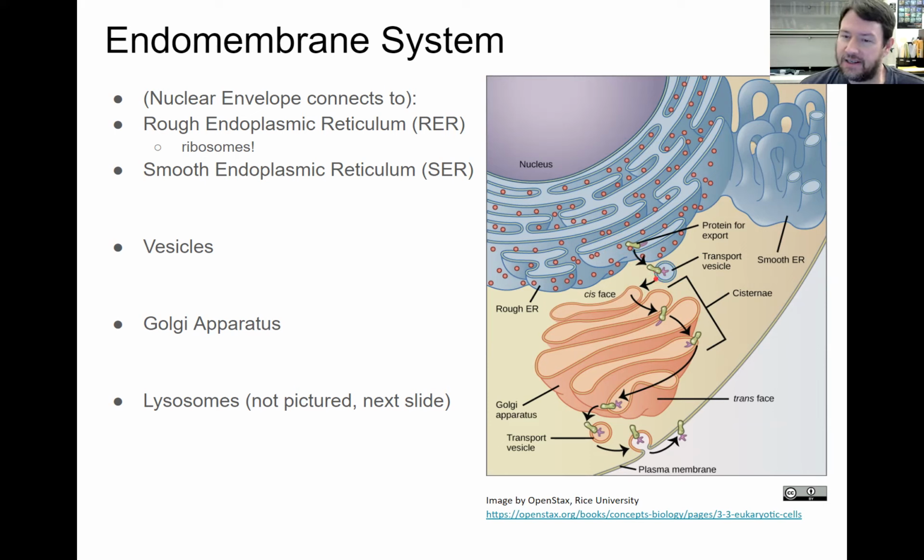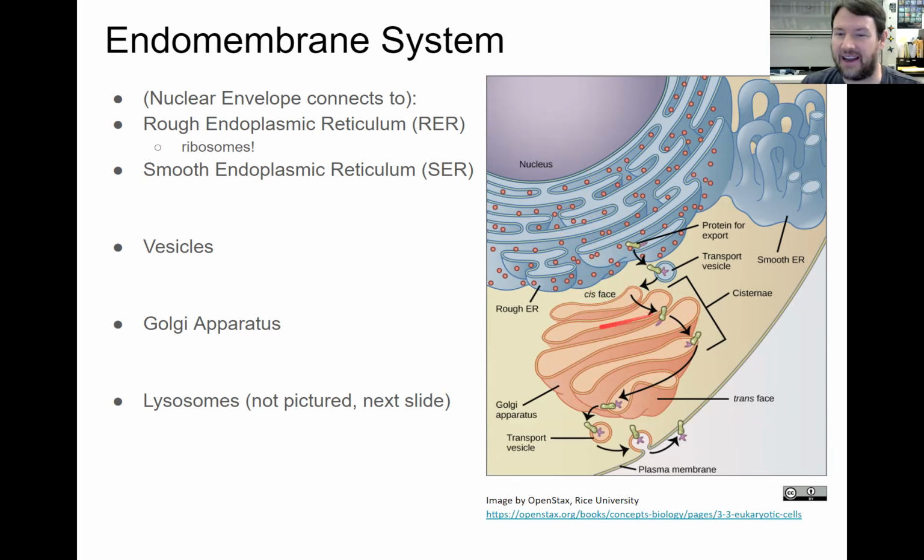And then the transport vesicle takes it to the Golgi apparatus, and there it fuses with the cis face, cis meaning near, right? And trans meaning across. So this is either near the nucleus or near the rough ER, and across from it. And then that protein is going to be modified and sorted and packaged. So you can see some little modifications happening here as it goes through these stacks.